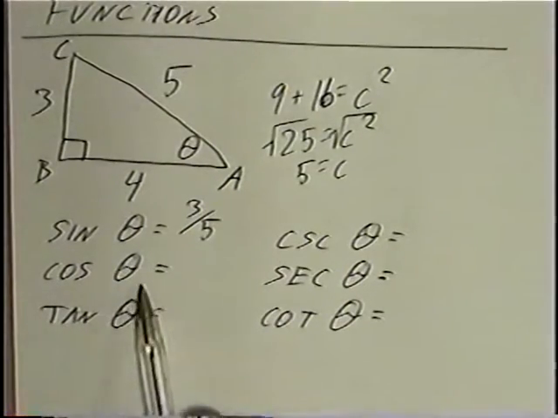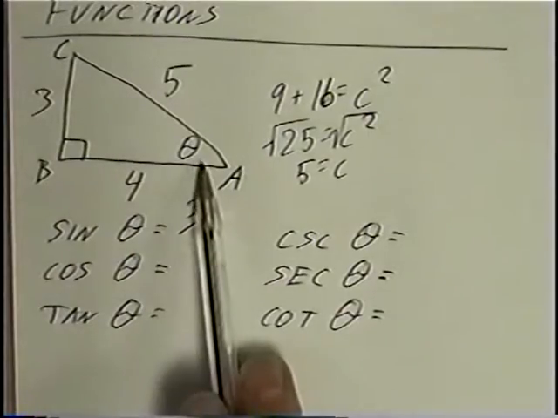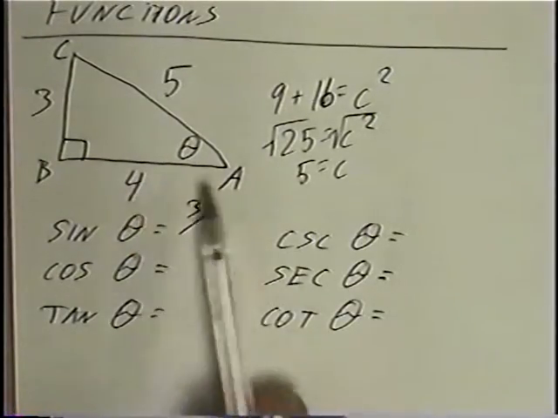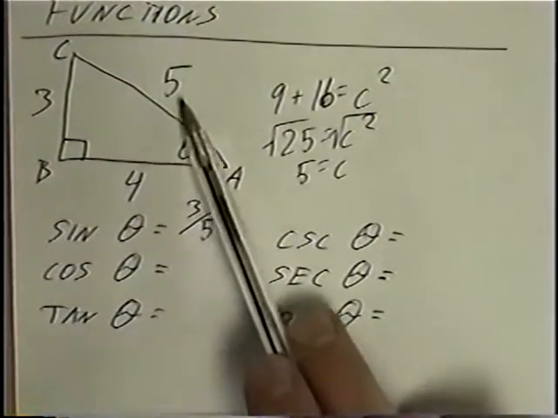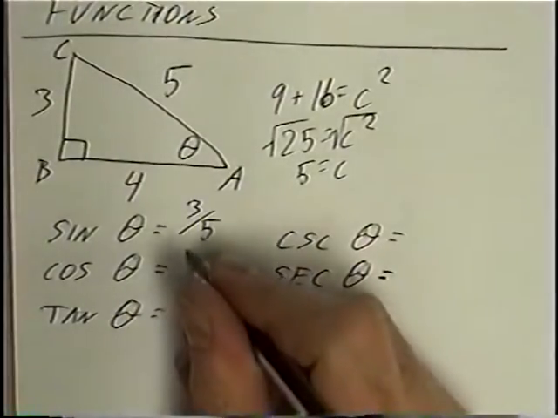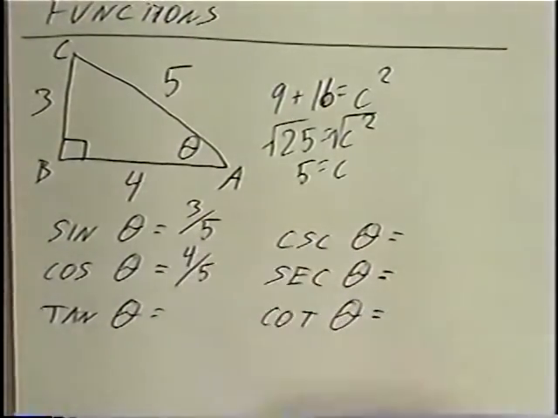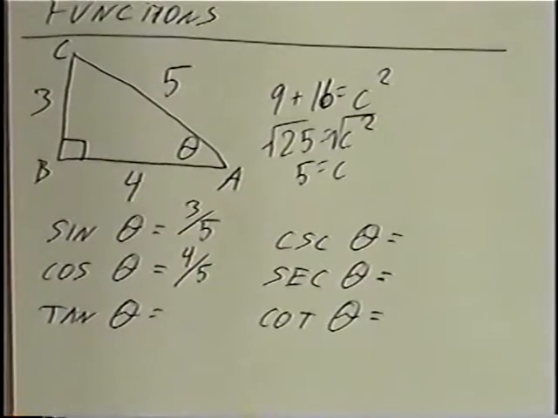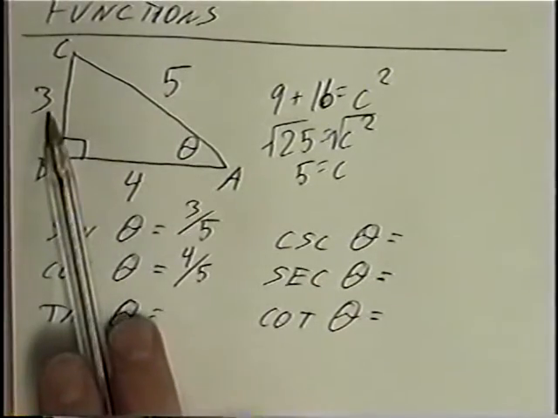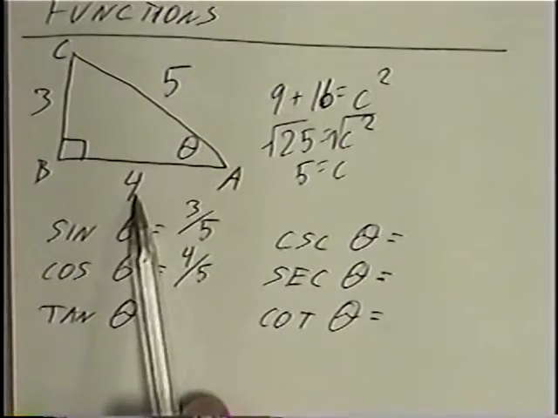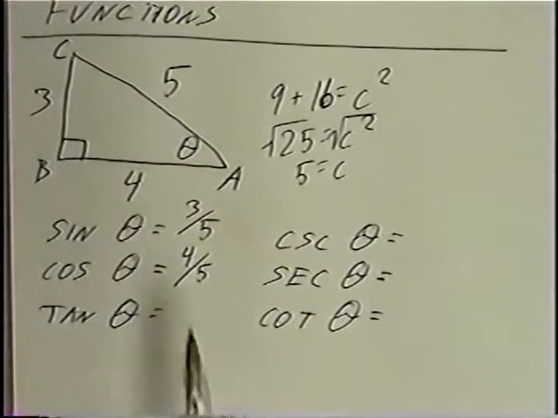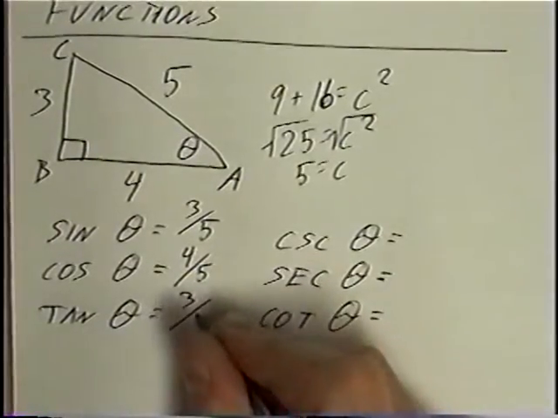Cosine of theta, cosine is adjacent over hypotenuse. Adjacent would be the side next to theta over the hypotenuse 5, so cosine would be 4 over 5. Tangent of theta, tangent is opposite over adjacent. Opposite of theta would be 3, and adjacent to theta would be 4, so tangent would be 3 over 4.